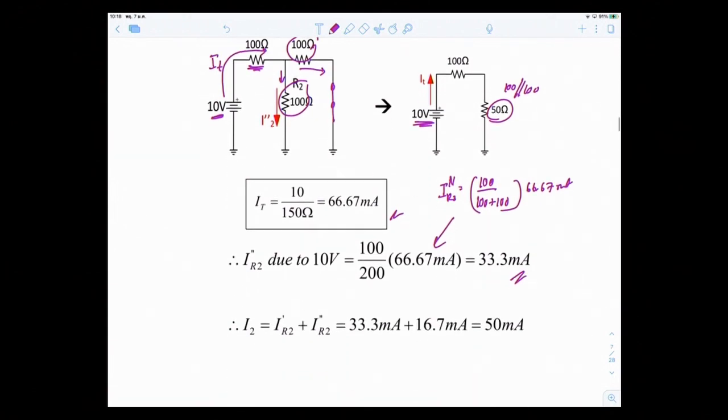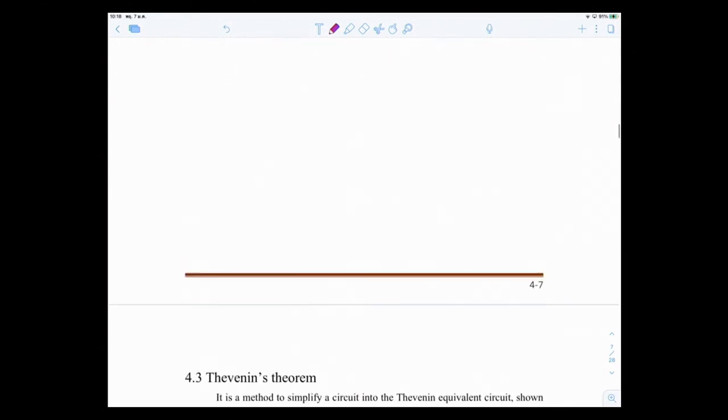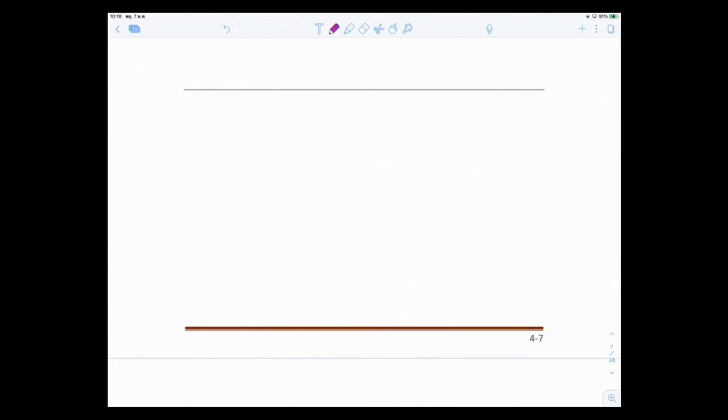So at the end, to get the final answer for the current across R2, you add the two together and you get the answer. This is the superposition theorem. I hope you get some ideas. There are many problems I may assign you in class, and show you in class if we get to see each other in class or online. Thank you.